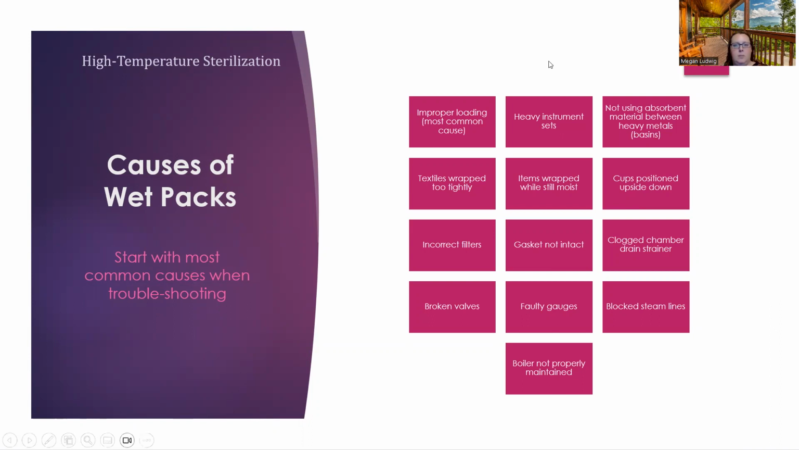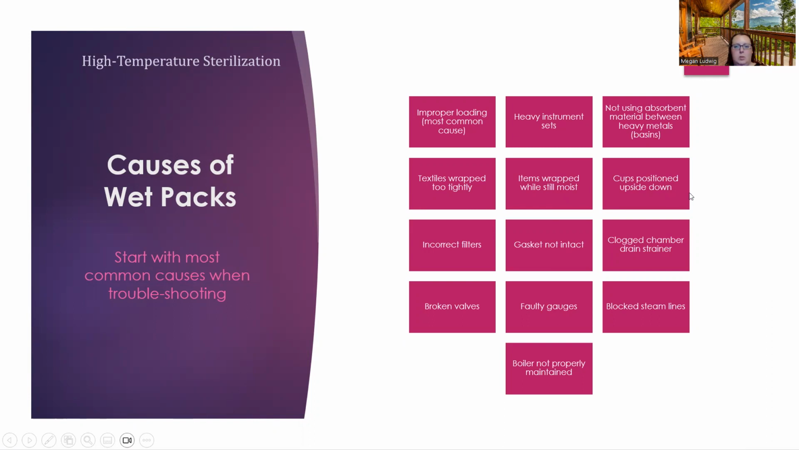Troubleshoot, okay? Maybe your instrument sets are too heavy. There is a limit to how much you can put in an instrument set. I think 25 pounds is usually the max. Not using absorbent material between heavy things like basins. Things are wrapped too tightly, which wouldn't allow the condensation to escape during the drying time. Items are wrapped while still moist. That's a common one too. You gotta be careful everything's dry.